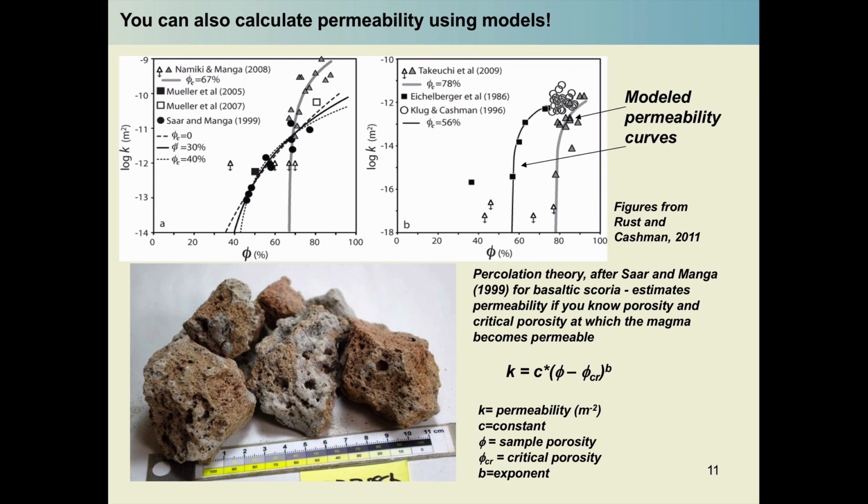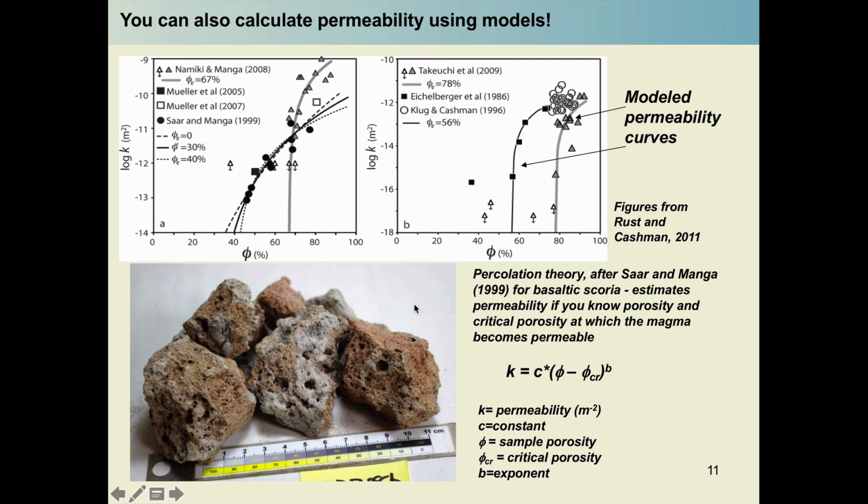So one of the ways you can calculate it is called percolation theory. And in a paper by Saar and Manga in 1999, they took some basaltic scoria samples from Strombolian eruptions from a cinder cone, and they made all these measurements shown on this upper left graph here for the solidly colored circles. These are permeability versus porosity, and you can see they got a nice curve here. And then they fit this percolation theory model through that to figure out what the porosity was when those scorias became permeable and when that magma became permeable and lost its gas.